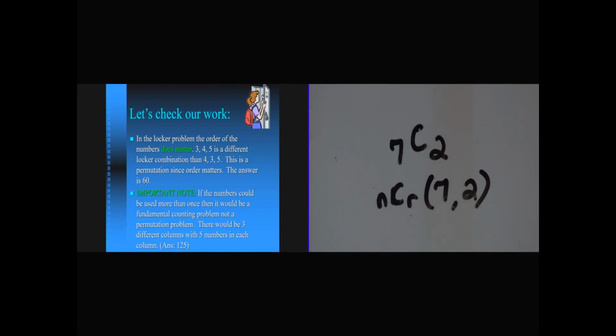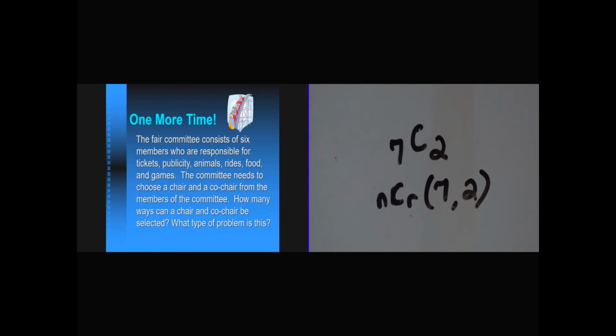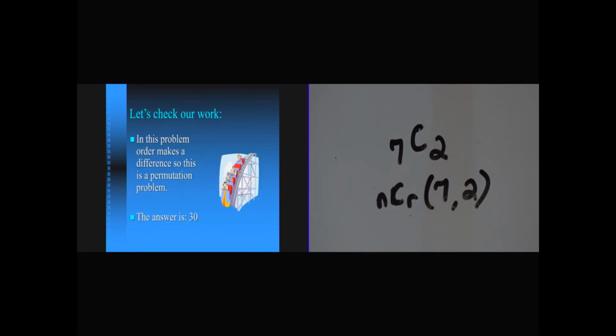All right. So I'm just going to project them. You pause it before I switch to the next one. All right. So there's the next problem. Pause it. See what kind of problem it is. All right. And then there's your answer. So this one would have been a permutation. Okay. And the answer should have been 30.